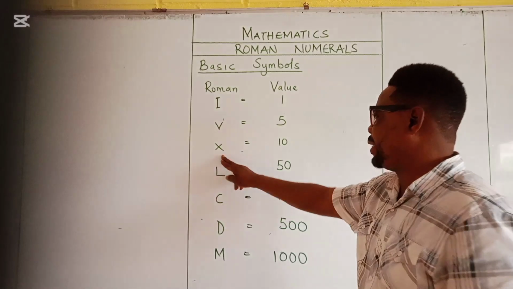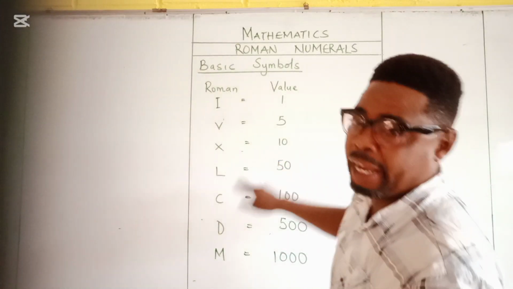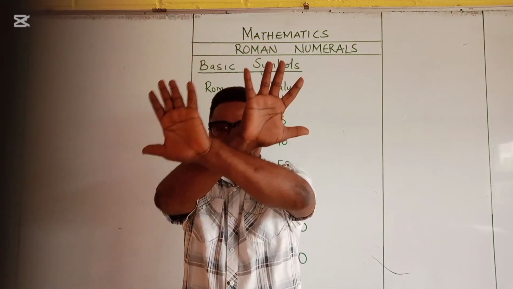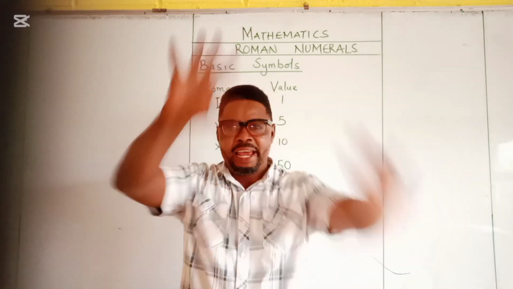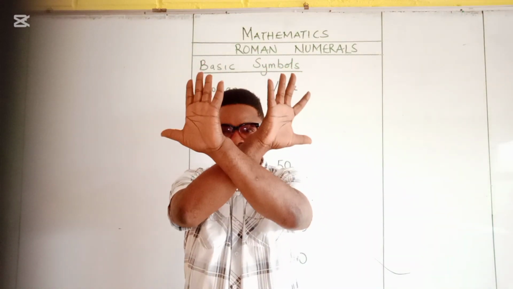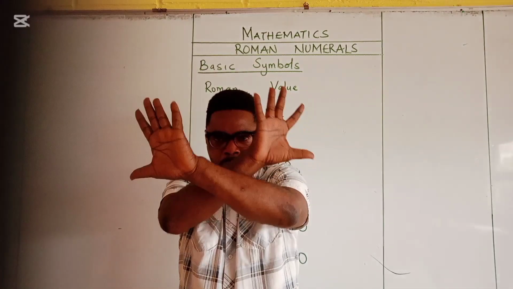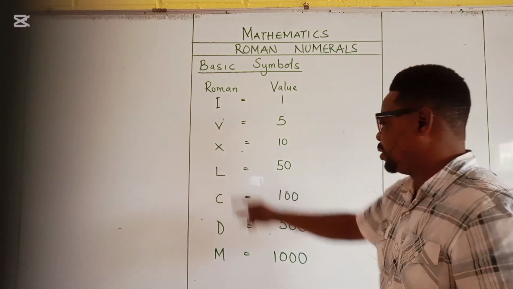Now let's go to this one. This is X. X is 10. You can see my X is formed this way. 5 here, 5 here, it gave me 10. And that is X. You can see my arm this way, my arm this way. That forms the 10.